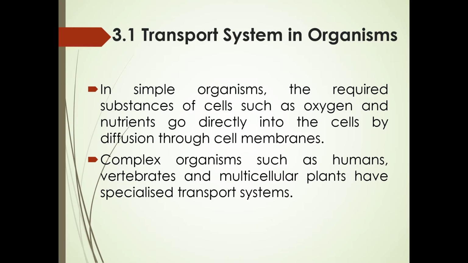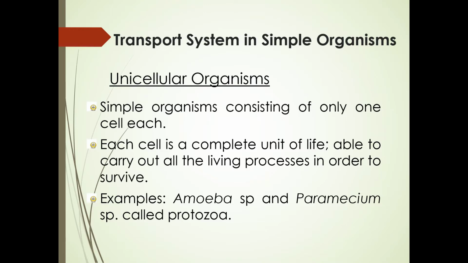But complex organisms, such as humans, vertebrates and multicellular plants, have a specialized transport system. This one is a unicellular organism, which I explained a bit just now. A simple organism consists of only one cell each, and each cell is a complete unit of life.